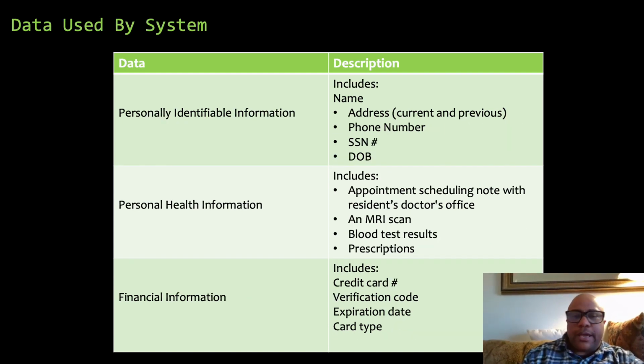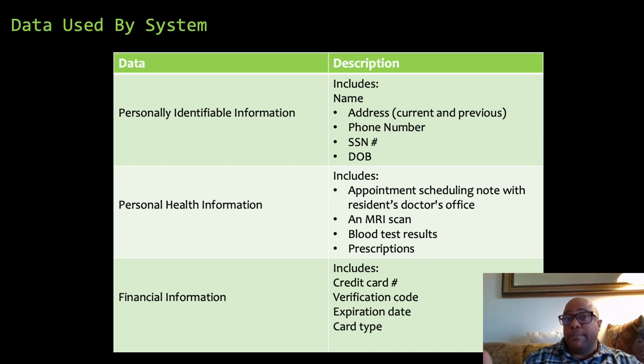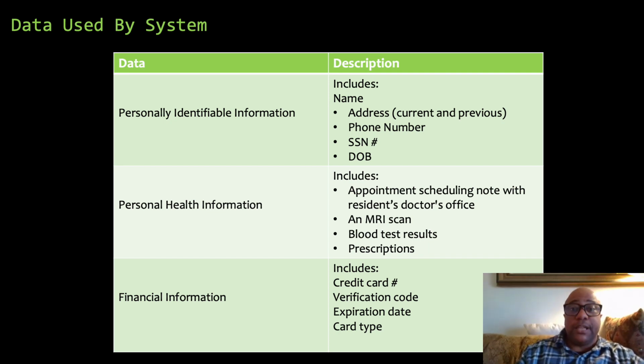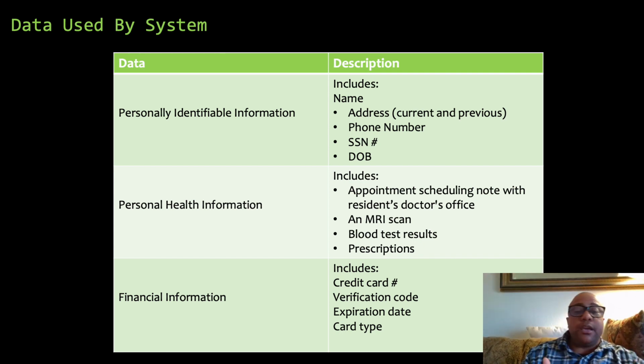Let's take a look at some of the data that is used by the system. Since it is a medical device, you definitely have a lot of data that needs to be secured. The three biggest things that we identified are PII, PHI, and financial information. The PII would be everything from the resident's name, their social security number, their date of birth, their phone number, address, all of that good stuff that we want to keep secure.